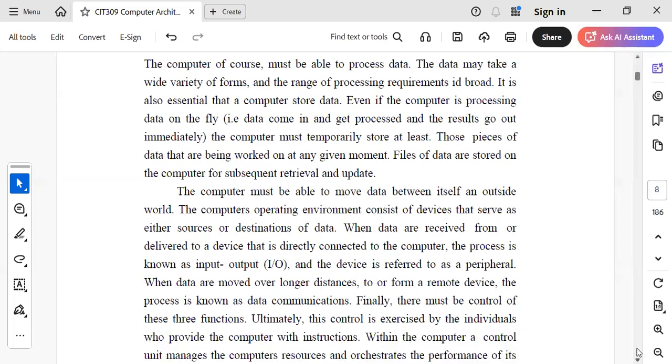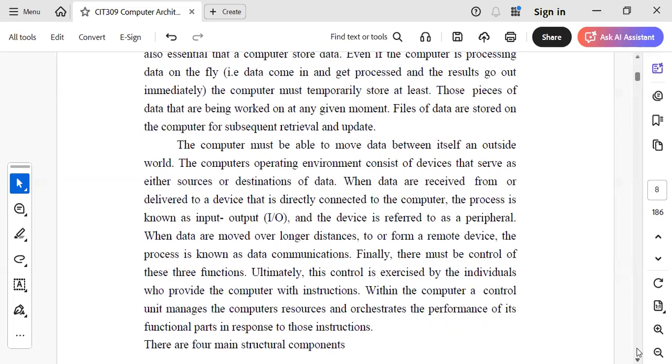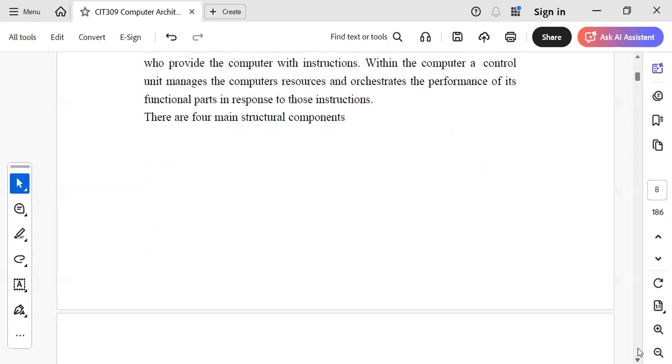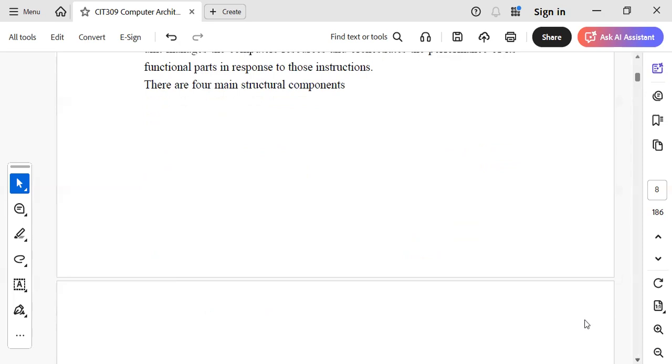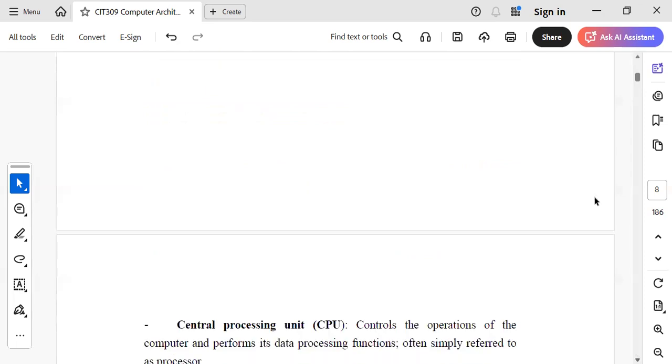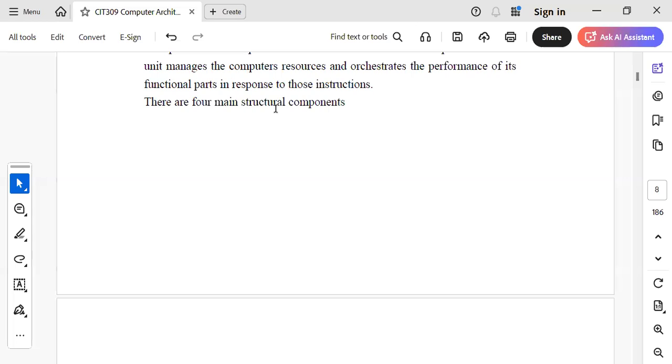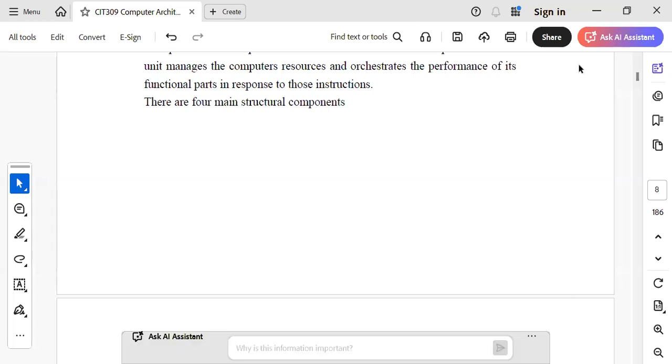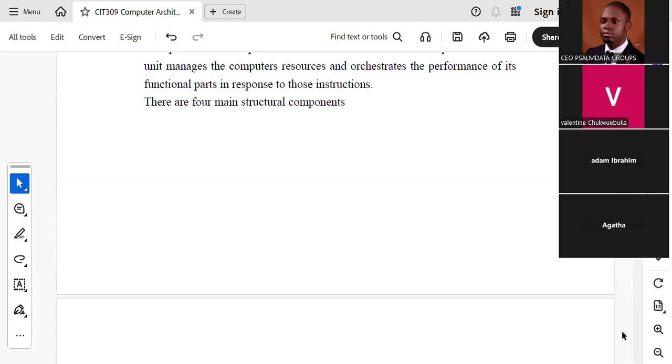And then the computer must be able to move data. Don't forget, we started by listing four main functions of the computer: data processing, data storage, data movement, and the last one is what? Data control. So he has done justice to data processing, movement, and data control. Someone should start from there; there are four main structural components. That is the next thing. So another person should take that one for us: the structural components of the computer.